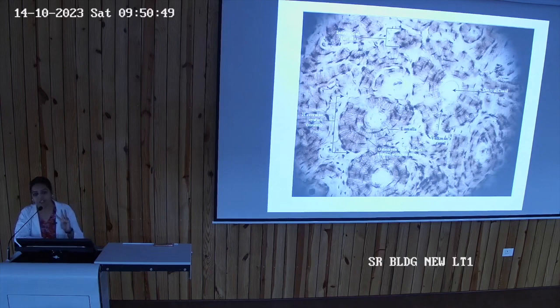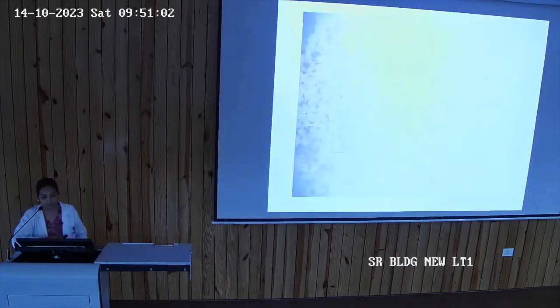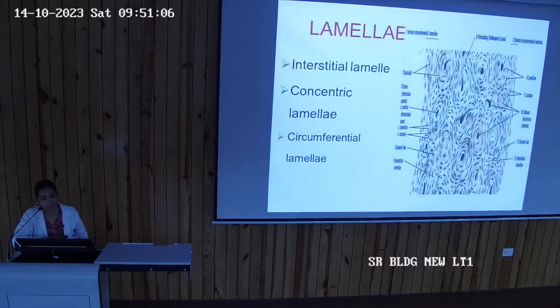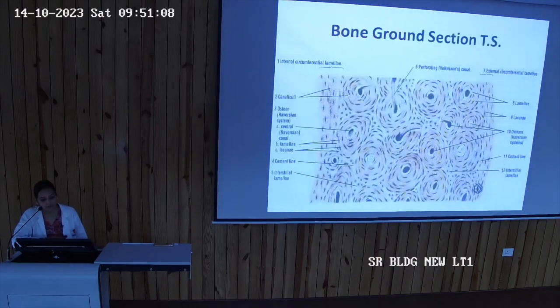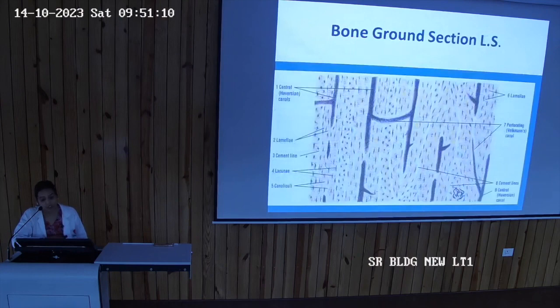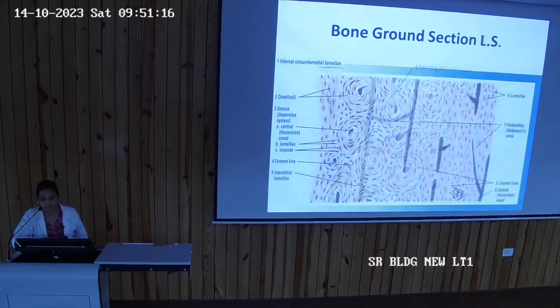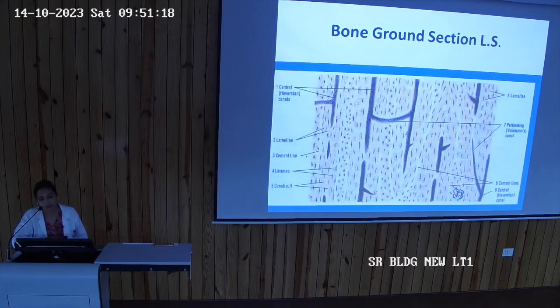So there are three arrangements of lamellae: Haversian system, concentric arrangement, interstitial in between the Haversian systems, and circumferential which is present near the periosteum. These are the three arrangements of lamellae. This is the ground section. See, this is the ground section of bone in the cross section view, transverse section, and this is the ground section of bone in the longitudinal section.